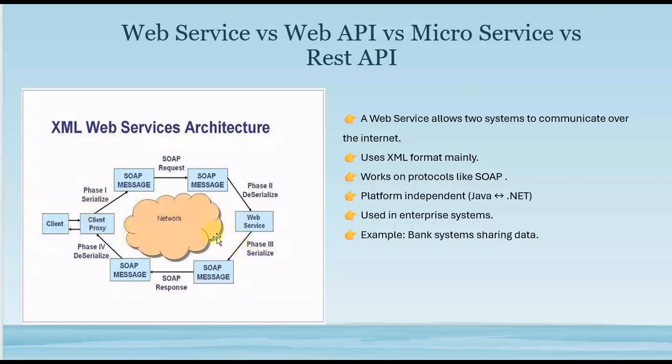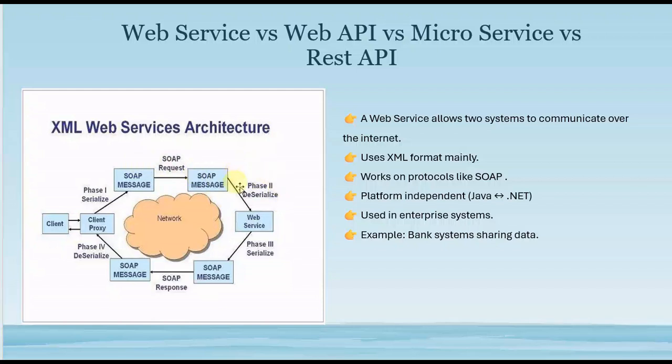First the client sends the request, but it does not send it directly. It goes through something called a client proxy. In phase 1, serialize, the request is converted into a SOAP message. This means data is changed into a format that can travel over the internet, and then the SOAP request goes through the network to the service.